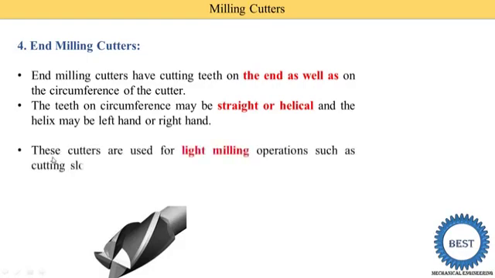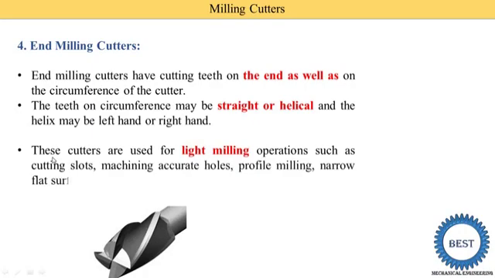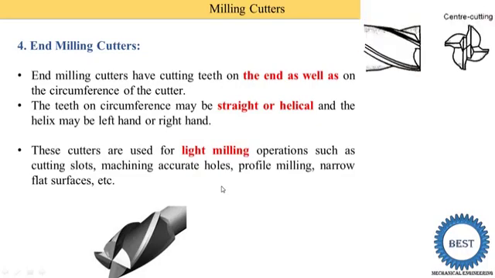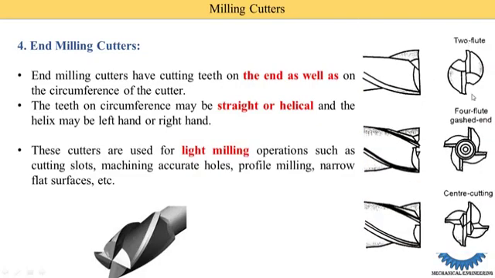These cutters are used for light milling operations such as cutting slots, machining accurate holes, profile milling, and narrow flat surfaces. Here you see different types of end milling cutters. Here it is a 2 flute, meaning at the end 2 flutes are available. In this image it is 4. In the second image it is also 4, and it is a center cutting, meaning 4 are provided at the different ends, but at the center also a cutting edge is provided. According to that the type is changed: 2 flute, 4 flute, and center cutting.